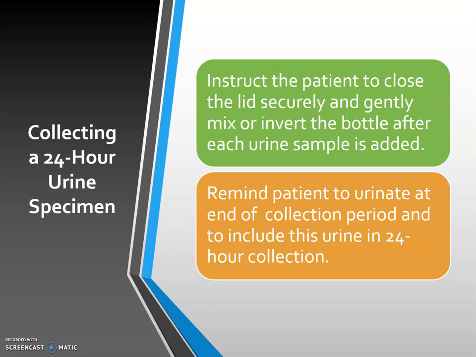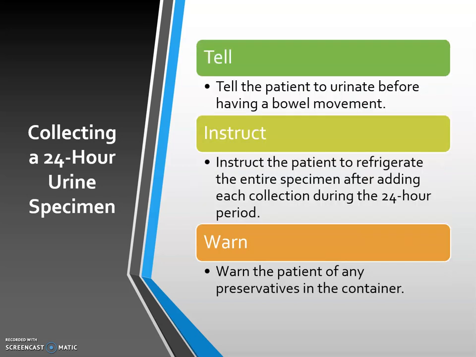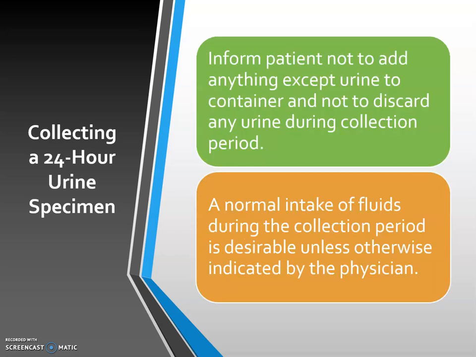Instruct the patient to close the lid securely and gently mix and invert the bottle after each urine sample is added. Remind the patient to urinate at the end of the collection period and to include this urine in the 24-hour collection. Tell the patient to urinate before having a bowel movement, because contaminants like that could cause false test results. Instruct the patient to refrigerate the entire specimen after adding each collection during the 24-hour period, and warn the patient of any preservatives in the container.